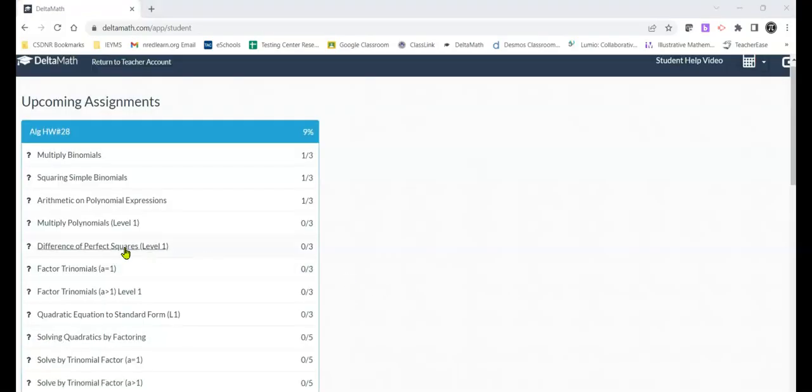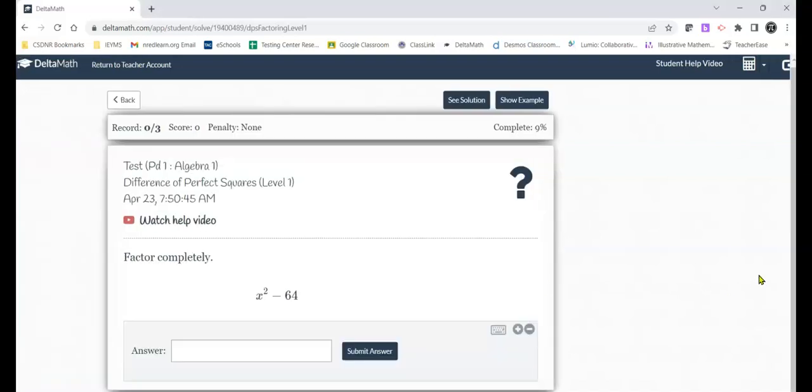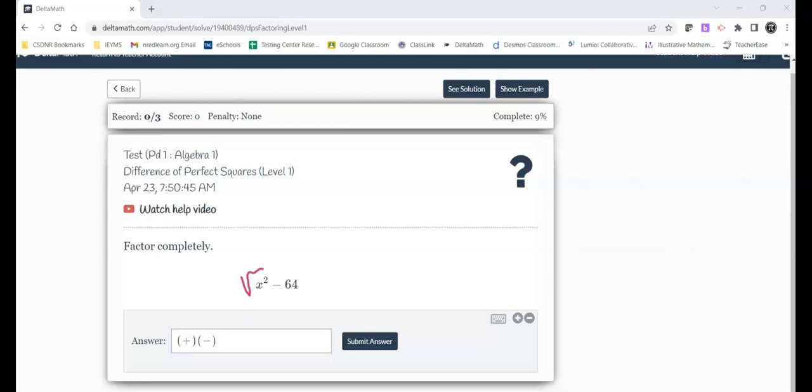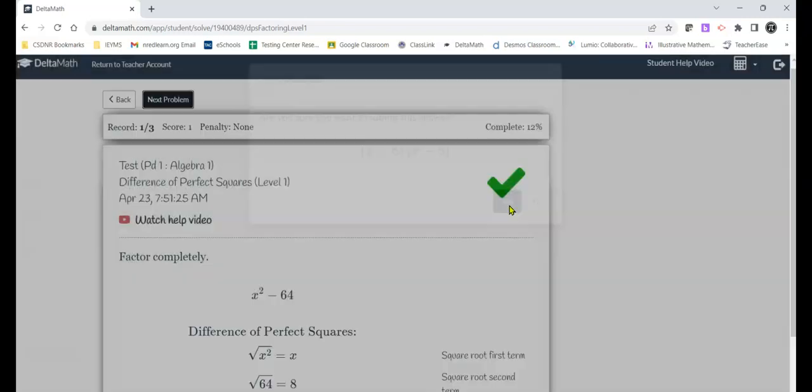Okay, let's take a look at the next topic, difference of perfect squares, also known as DOTS. And when you factor a difference of two squares, remember you always have one sum and one difference. And when we factor, we square root the first term, we square root the second term. Right? When you square root a variable, you take half of its power. So we're going to write here x, so half of x squared is x, and then the square root of 64 is 8. So x plus 8, x minus 8.